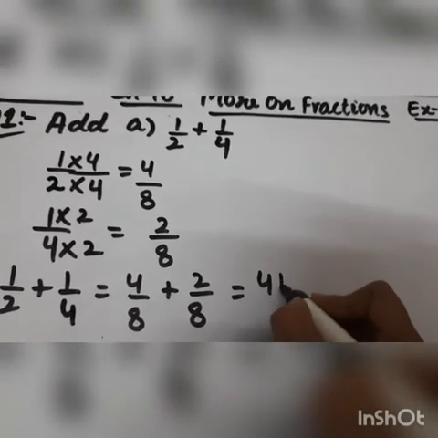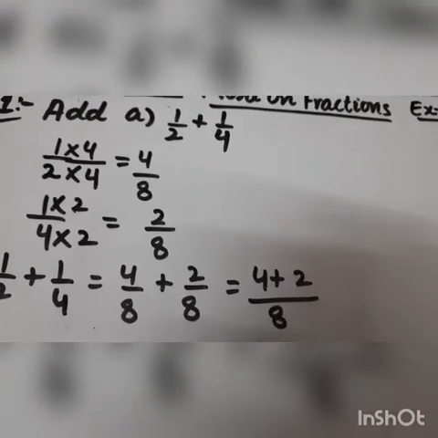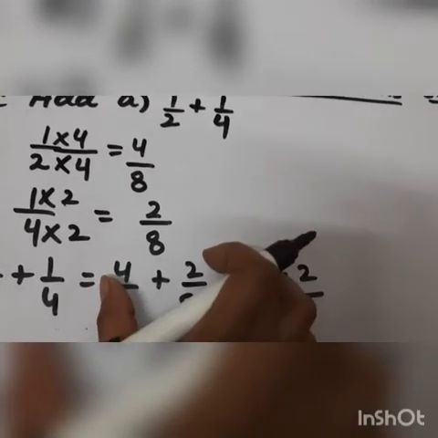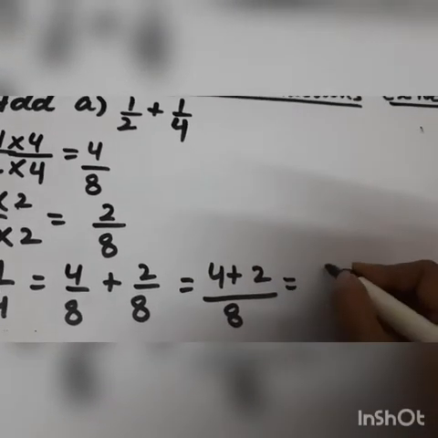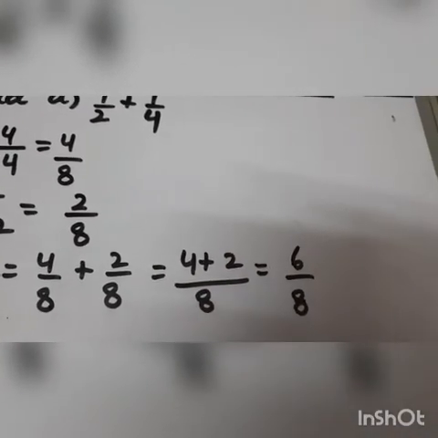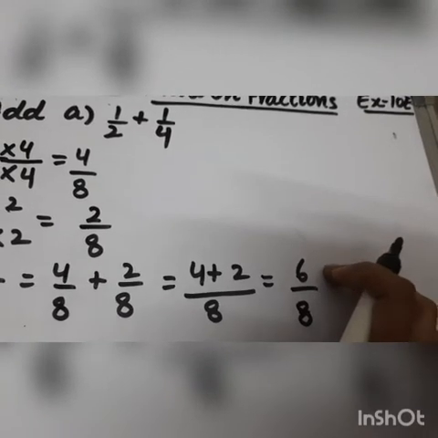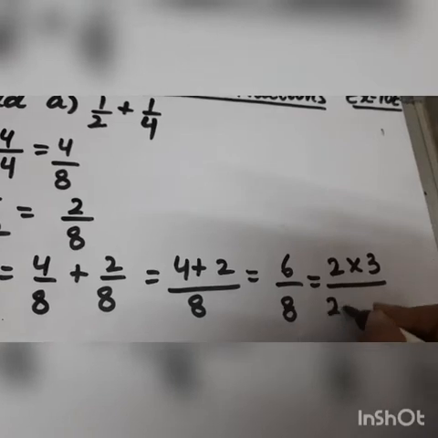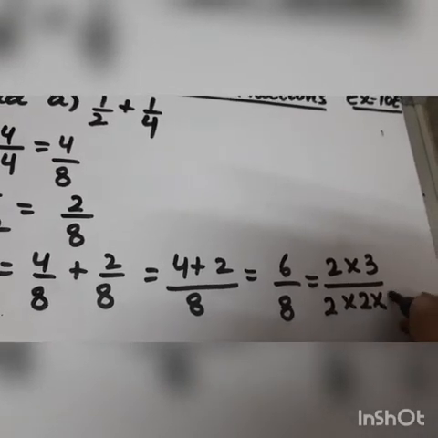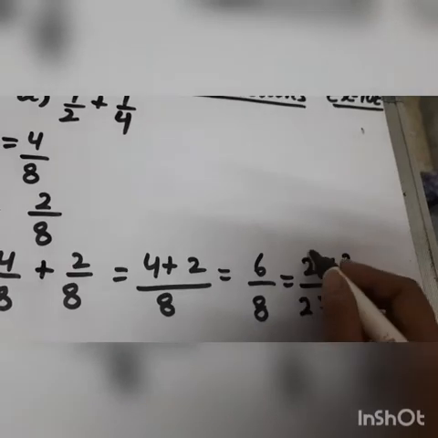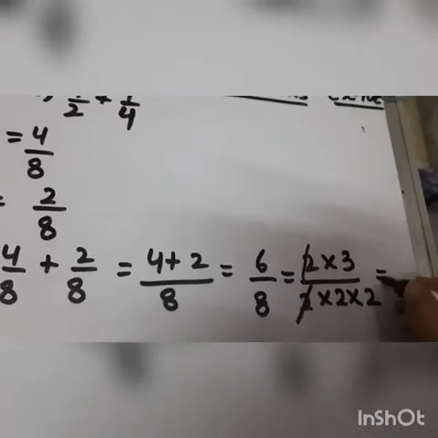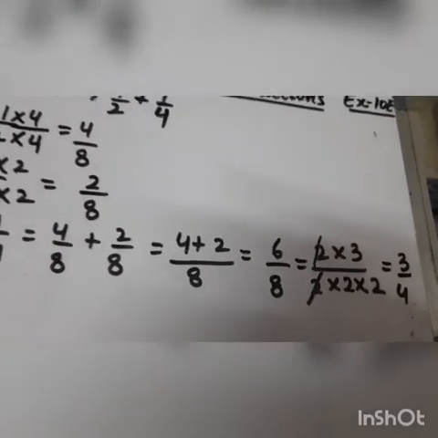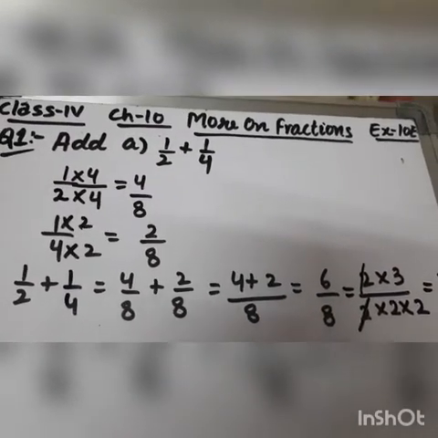Now we will add the numerators and take the common denominator. Okay, as the denominators are same, so what we do, we add the numerators only and take the common denominator. So this will be 6 upon 8. Now what we will do, we will reduce the fraction into lowest term. 6 can be written as 2 multiplied by 3 and 8 can be written as 2 times 4. Okay, 2 and 2 cancel out. So this will be 3 upon 4. Okay, this will be 3 upon 4. This is the first method to solve this question.